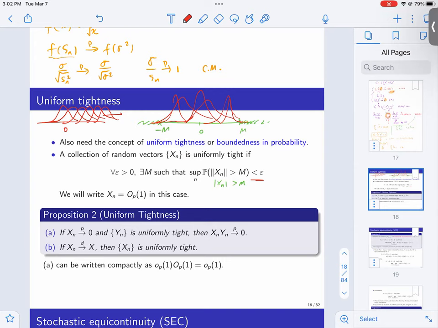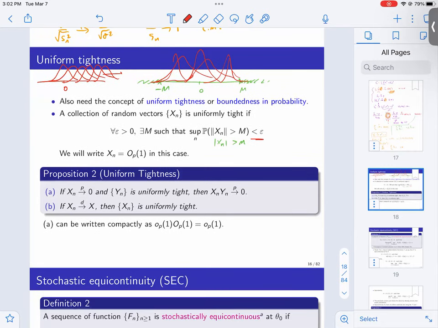The second one is that if something converges in distribution, then it has to be uniformly tight. Again, it's reasonable because uniform tightness is weaker than convergence in distribution. If things converge in distribution somewhere, they're going to be contained because a single distribution is tight. That should be sort of obvious, although proving it might take a bit. Uniform tightness meshes nicely with convergence in probability to zero and convergence in distribution.